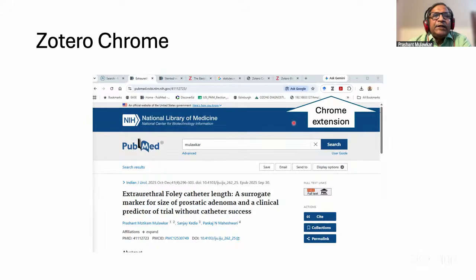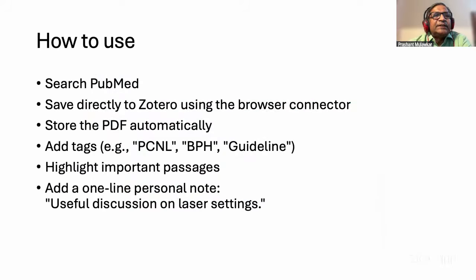So any article that you are reading on PubMed can be saved to Zotero just by click of this Chrome extension. So what I do is, whenever I search on PubMed, I save it directly to Zotero and add tags to it. Maybe say if it is a paper on PCNL, maybe a paper on BPH, maybe also it's a guideline or something to be used as a research methodology.